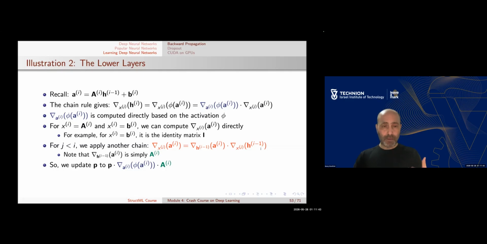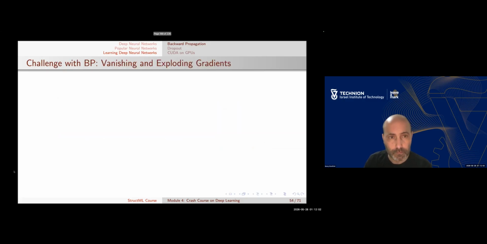So instead of sending P to the next layer, we send it P times this component here times this component here, which is AI. Okay, and continue on. So that was it. That's the idea. Similar idea, but slightly more details. Now let's look at some other aspects.